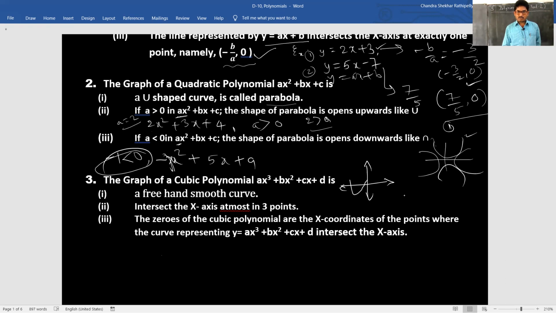1, 2, 3. So like this. But these are smooth curves, not straight lines anywhere. Example: 1, 2, 3 points. In 3 points, at most 3 points, sometimes less also. The zeros of the cubic polynomial are the x coordinates of the points where the curve represented by y equals x cube plus bx square plus cx plus d intersects the x-axis.